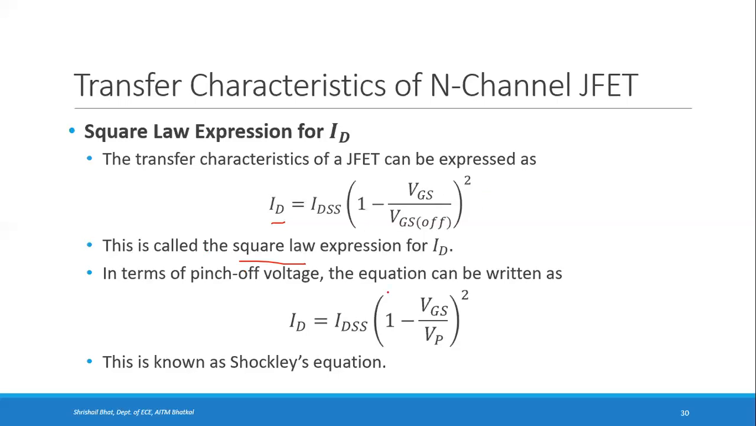In terms of pinch off voltage, since VGS off is equal to the pinch off voltage in magnitude, we can write the same equation as ID is equal to IDSS into (1 minus VGS by VP) the whole squared. This is also known as Shockley's equation. Here, in place of VGS off we can use VP. The polarity is different, but since we are squaring, it remains the same even if you write VP in place of VGS off.